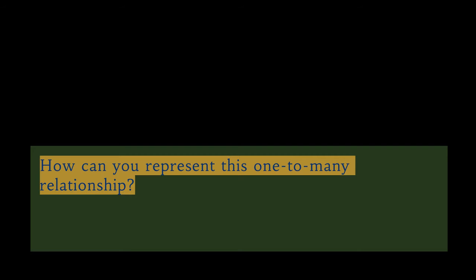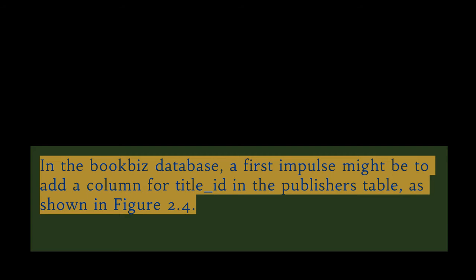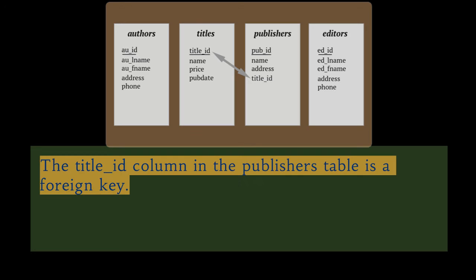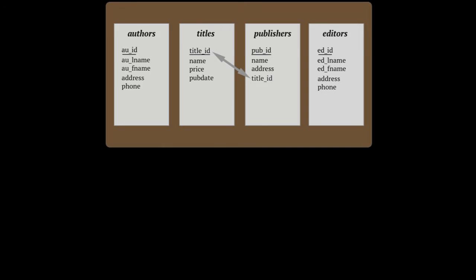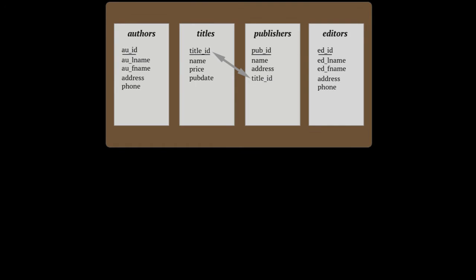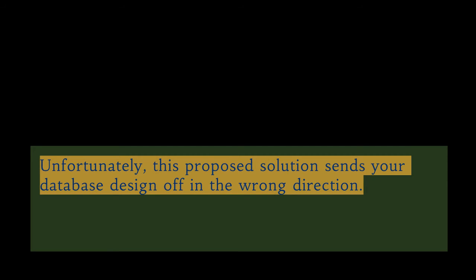Representing the relationship. How can you represent this one-to-many relationship? In the book Biz Database, a first impulse might be to add a column for title_ID in the publishers table, as shown in figure 2.4. The title_ID column in the publishers table is a foreign key. You can use it to point to specific rows in the titles table and join title and publisher information. Unfortunately, this proposed solution sends your database design off in the wrong direction.